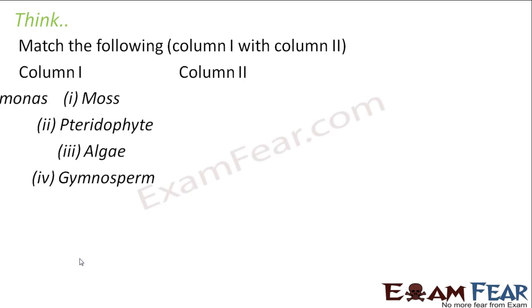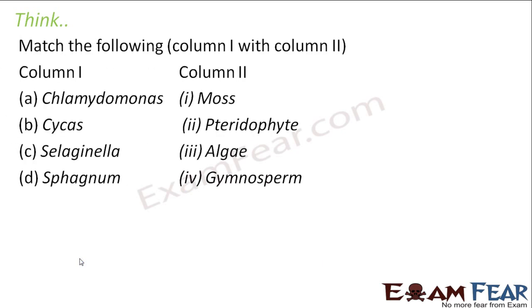Next is match the following. So we are given 2 columns and we have to match these examples of plants with their corresponding groups. Chlamydomonas is an algae. So here is Chlamydomonas. Cycas. What is Cycas? Cycas is a gymnosperm. Selaginella. Selaginella is a pteridophyte. And the last one is sphagnum, which is a moss. The sphagnum is the one which acts as a very good packing material.